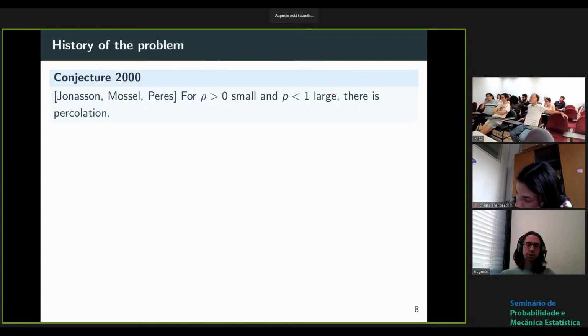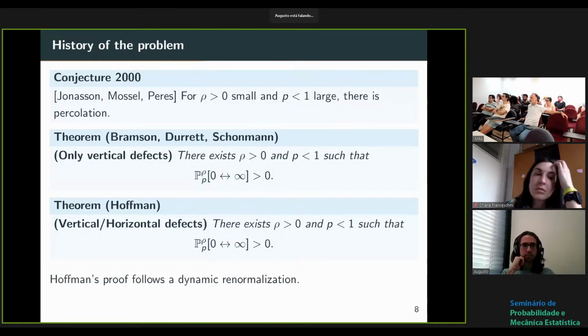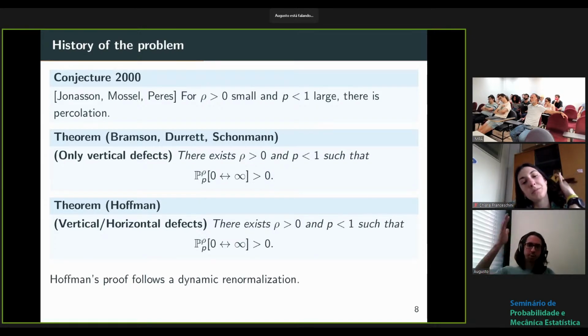So this conjecture was first proved by Bramson, Durrett, and Schonmann, actually before it was conjectured, in the case that you only have vertical defects. The conjecture was for vertical and horizontal ones, but before that, Bramson, Durrett, and Schonmann studied the contact process with some defects. I have not entered into the details, but as a corollary, they prove the above conjecture when you only have vertical defects.